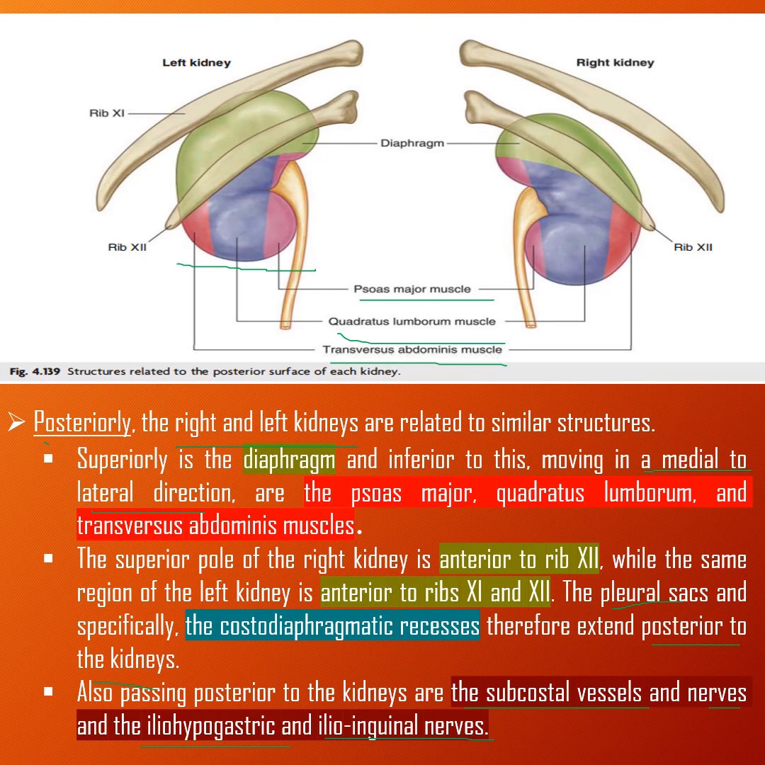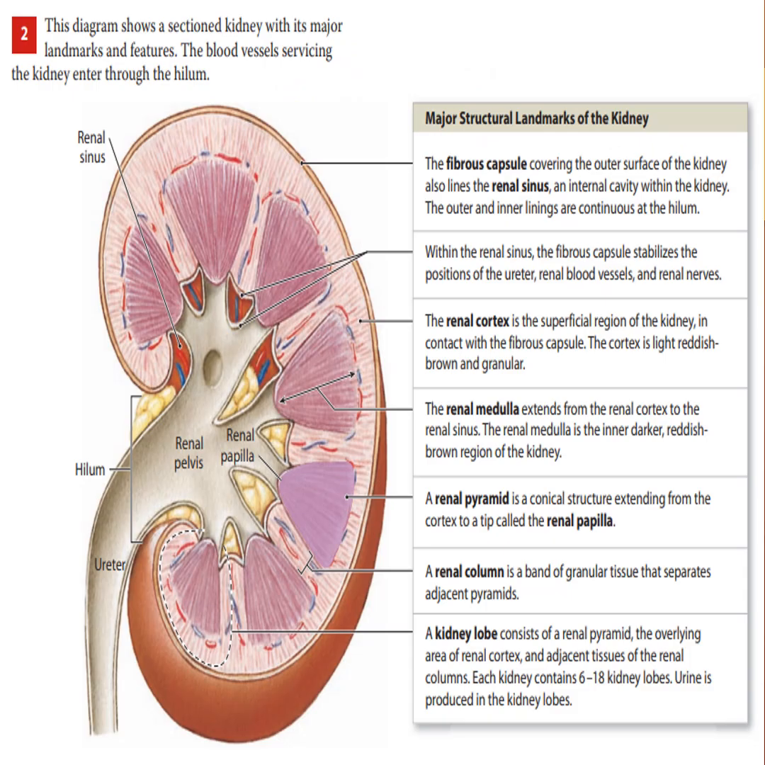This diagram shows a section view of the kidney with its major landmarks and features. The blood vessels servicing the kidney enter through the hilum. Now, here we'll talk about the major structures and landmarks of the kidney. First, we'll talk about the fibrous capsule. As you can see, it is the fibrous capsule of the kidney which covers the kidney.